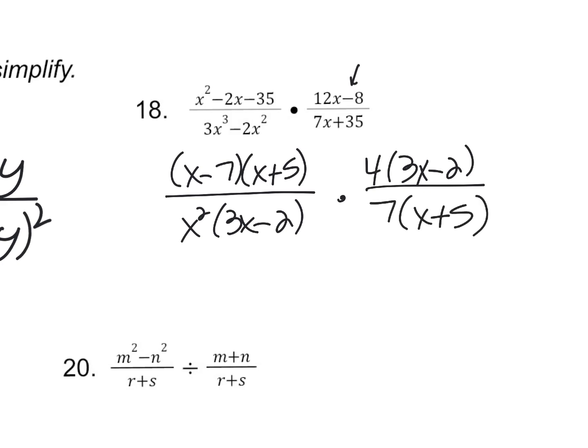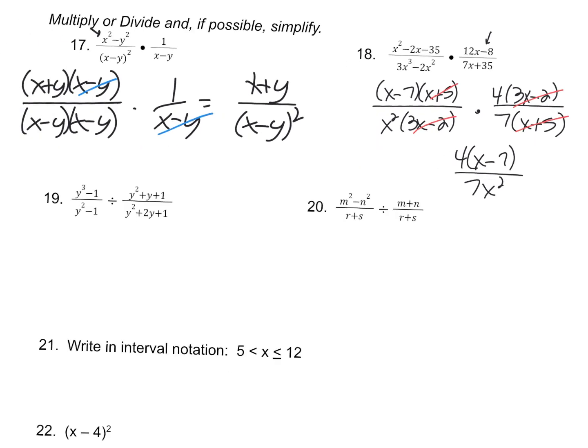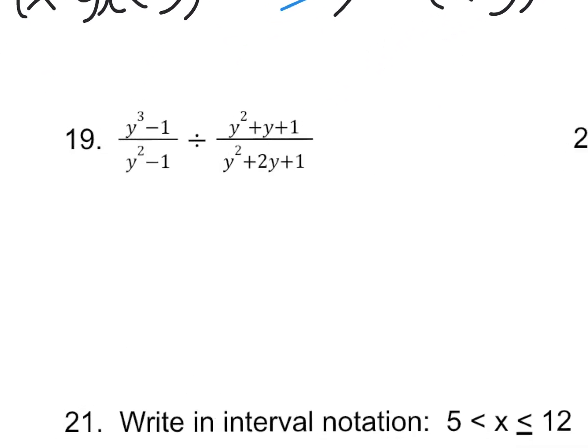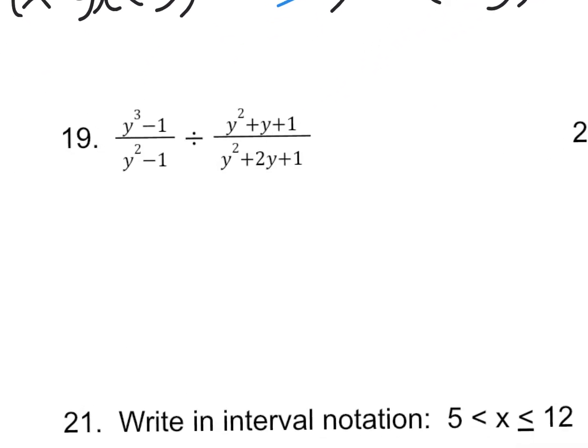And I'm going to start canceling again. So x plus 5's cancel, 3x minus 2's cancel. So what that leaves me for my solution is, on my numerator, a 4 and an x minus 7 multiplied together. My denominator, I have a 7 and an x squared multiplied together. And that's it.